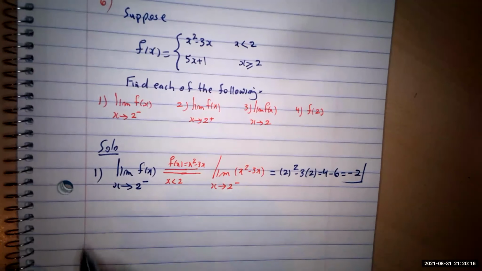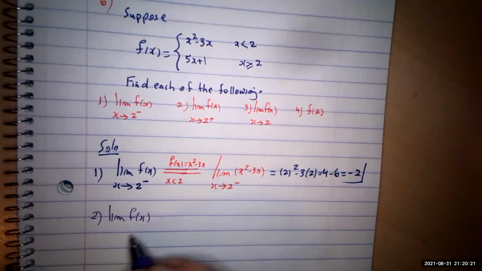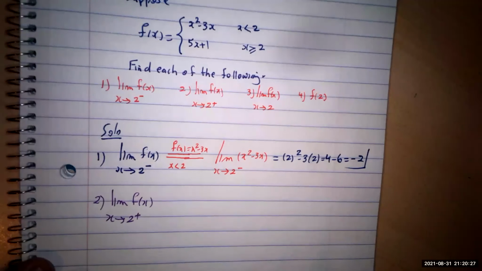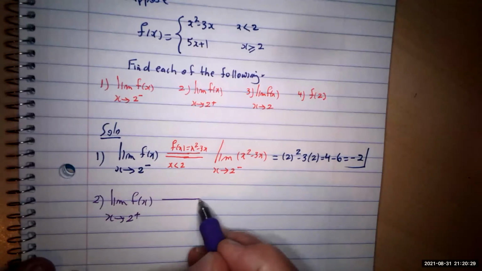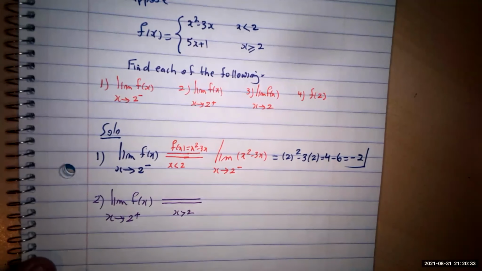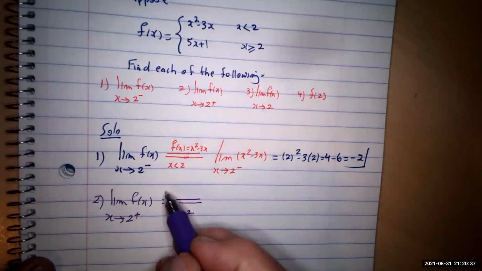Okay, let's see what's going to be the right limit. Limit of f of x, x goes to 2 positive this time. Again, these are just for your information. 2 positive means from the right. From the right means what? X is greater than 2. So when x is greater than 2, this is your function now.